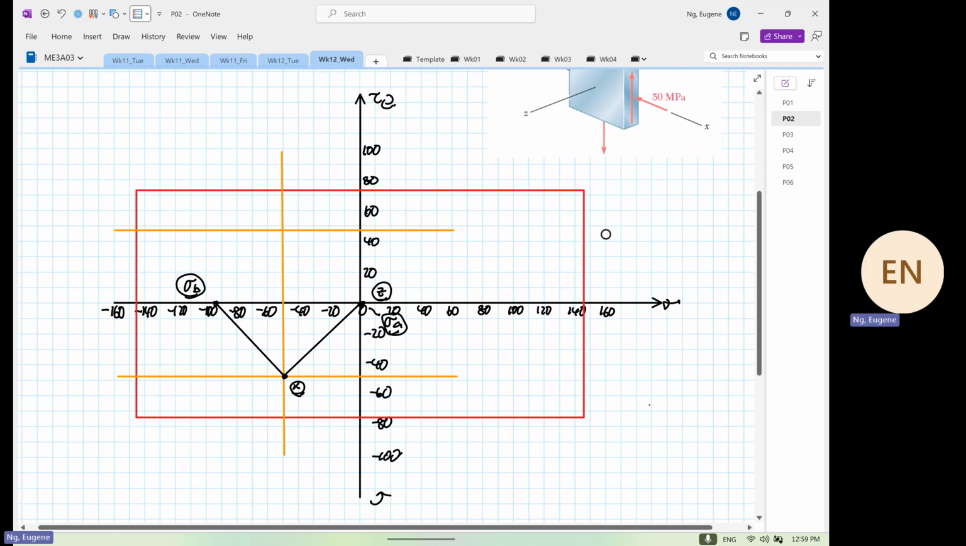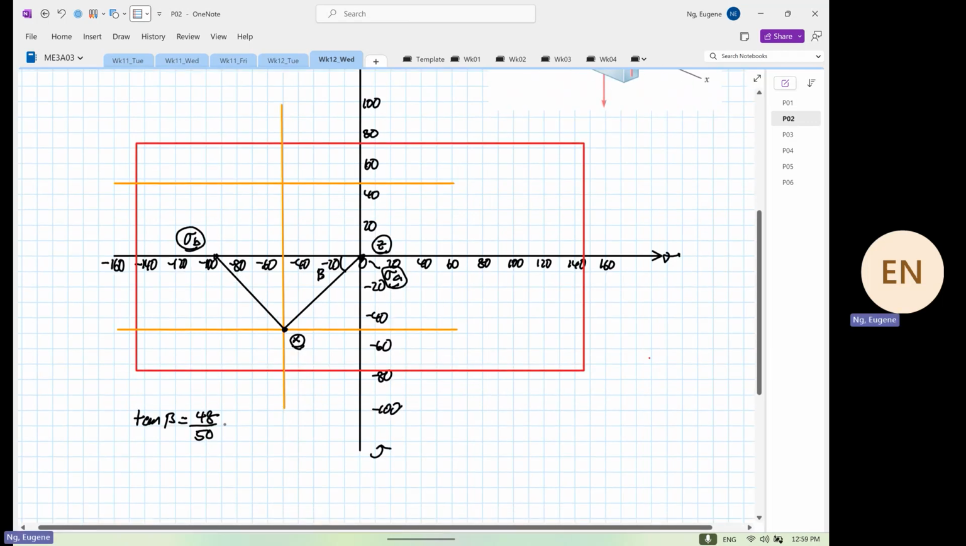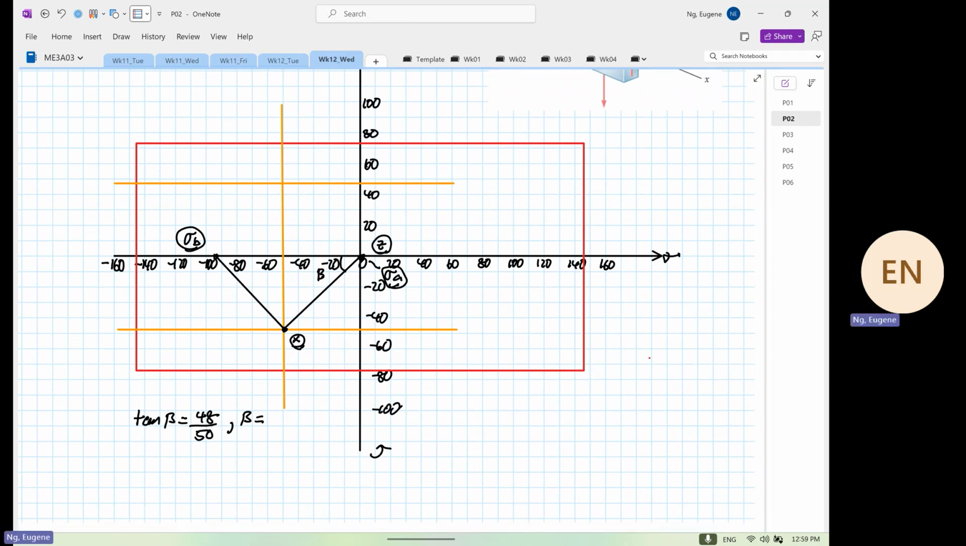Now we are going to determine our angle over here, which is beta. So tangent beta is equal to 48 divided by 50. So beta is equal to inverse tangent of 48 divided by 50, which is 43.83 degrees. So if this is our beta angle over here, this will also be our beta angle.